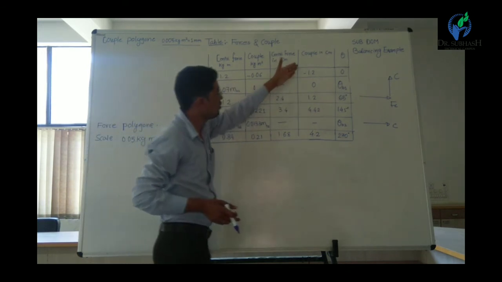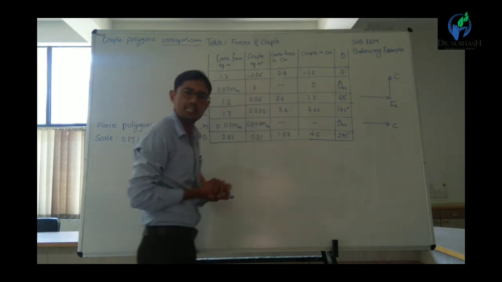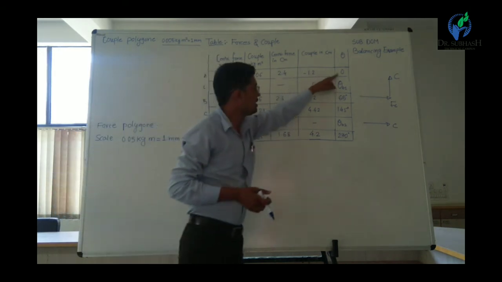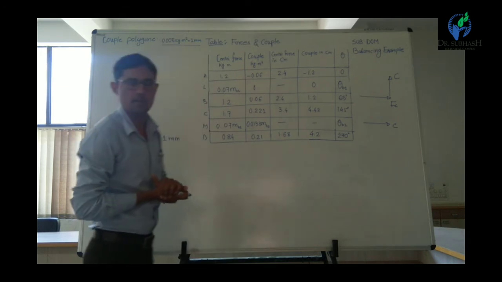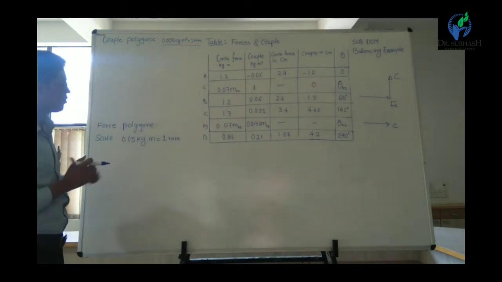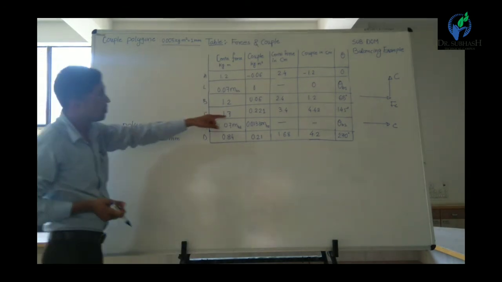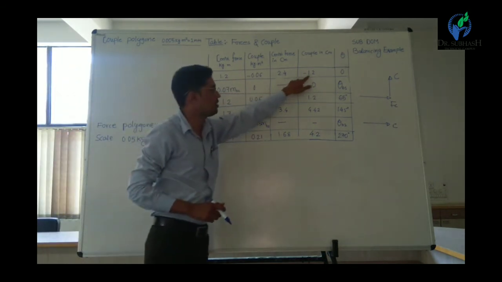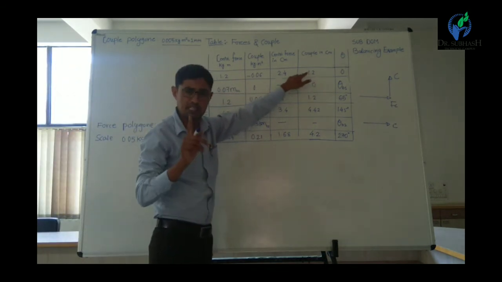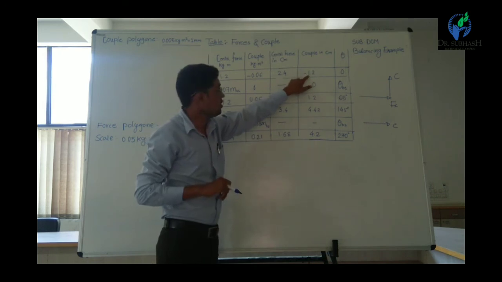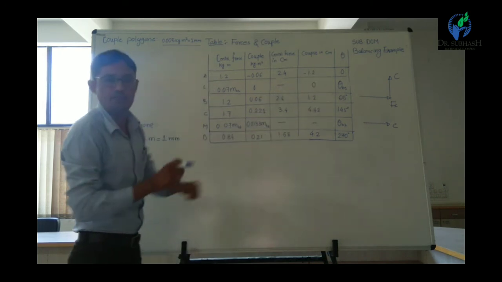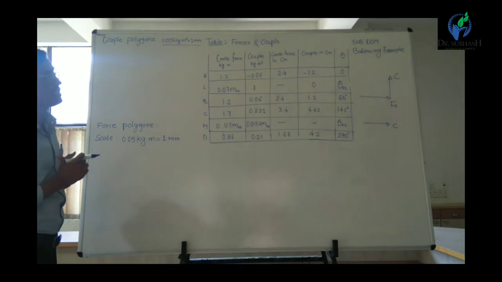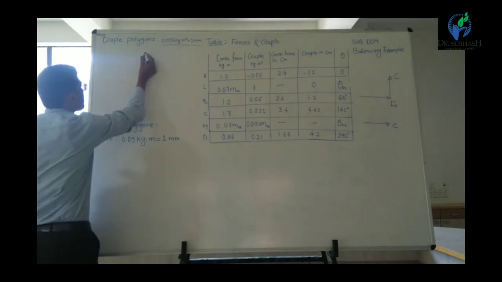So this is the value of couple in centimeters, and these are the angular positions of masses. Now let us draw a couple polygon, and from the couple polygon we can calculate MB2. First of all, the first value is -1.2 cm, that means C1. So the first value is -1.2 at 0 degrees. So now let us draw the couple polygon.